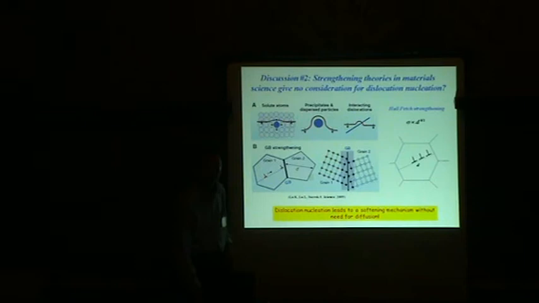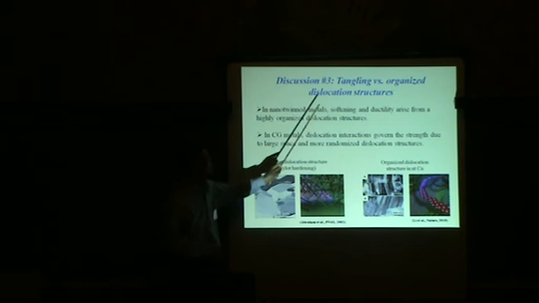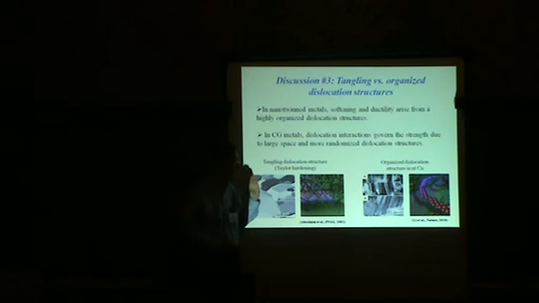Now, discussion number three: tangling versus organized dislocations. This is G.I. Taylor's picture. G.I. Taylor is a great scientist. He thinks that work hardening of material is achieved through forest dislocations. It's many dislocations, just like a forest. If you want to deform the crystal, you have to pass additional dislocations through the forest. The stress needs to be large enough to allow additional dislocations to cut across this existing forest.